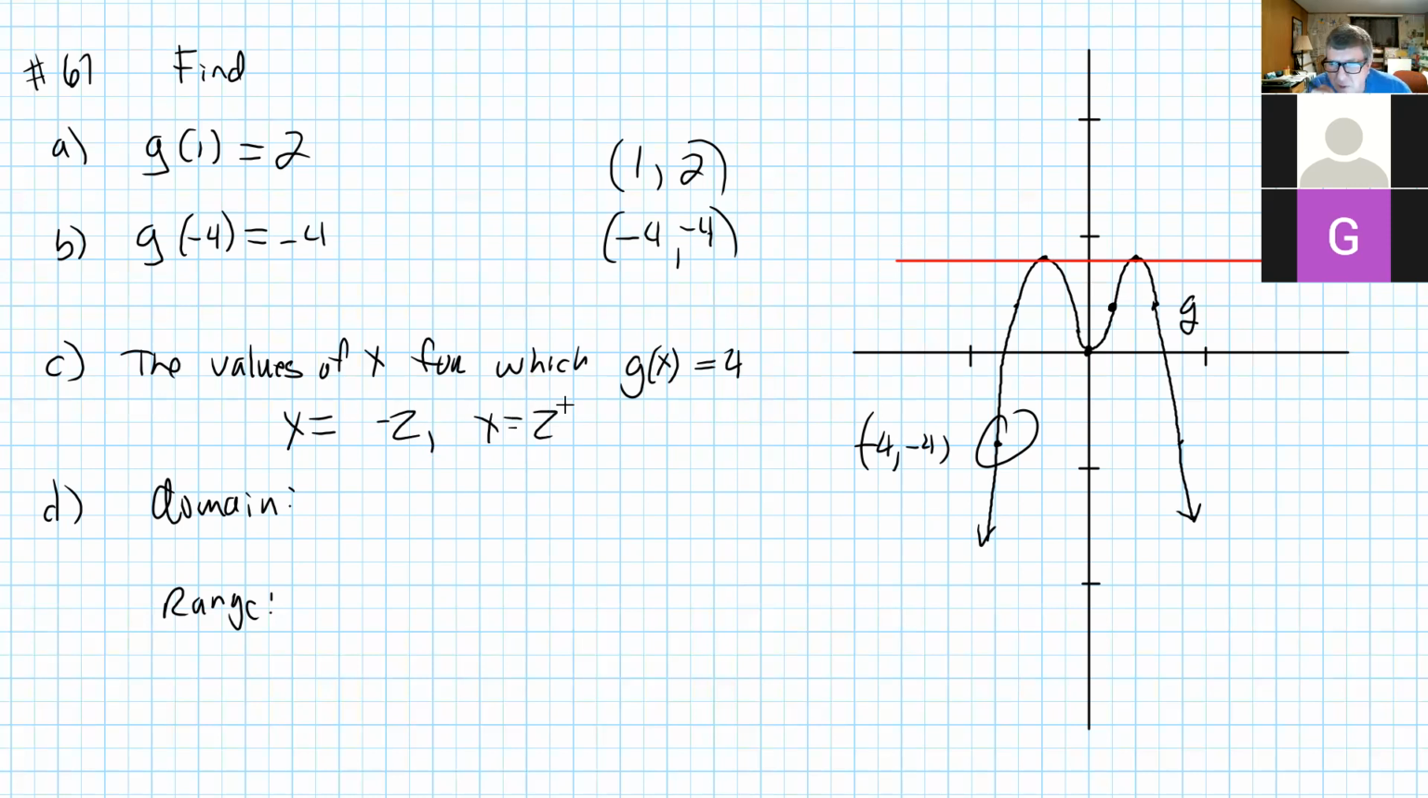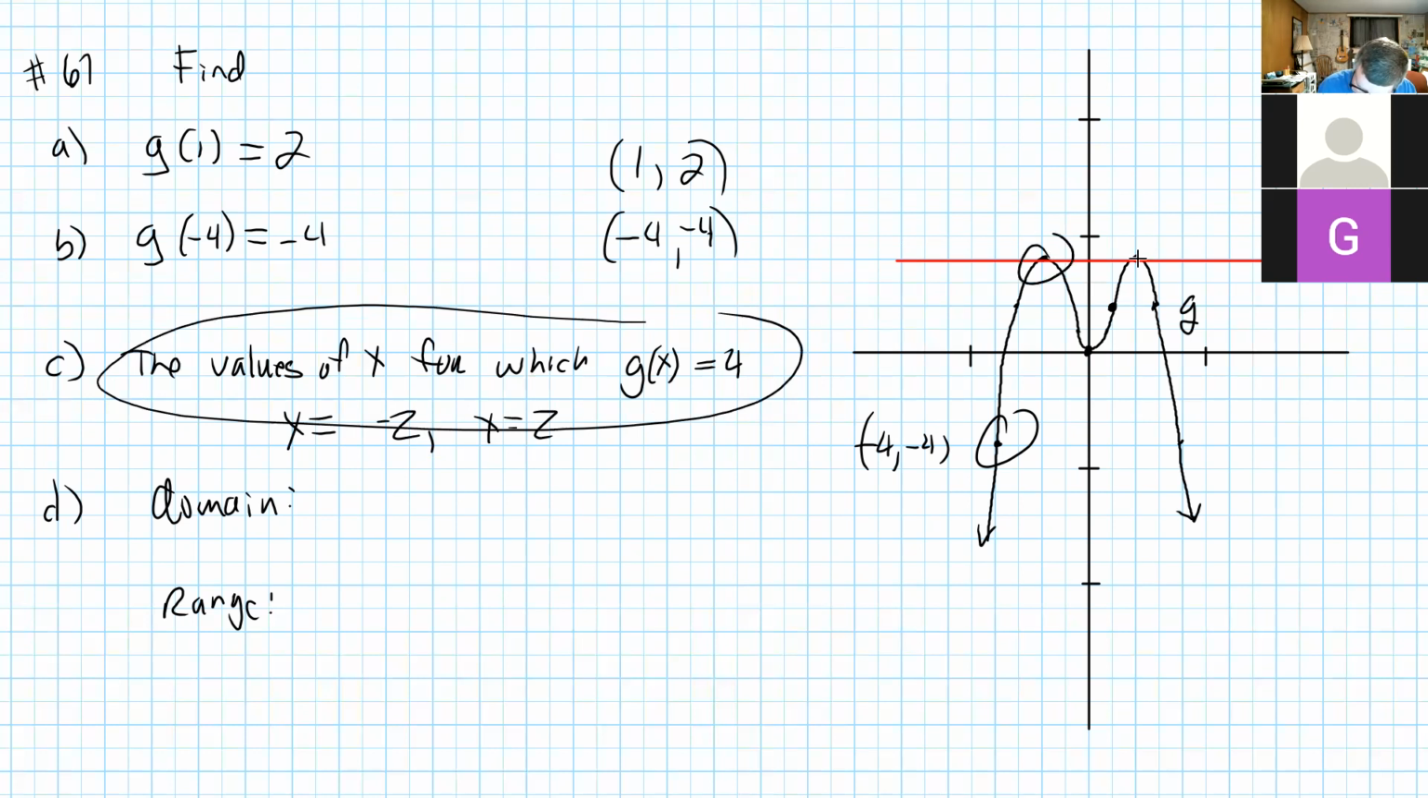Again, all we're doing is looking at the graph. When x is this, what's y? When y is this, what's x? So this question is saying, what are the x values when y is 4? Well, right there and right there, the x values are -2 and 2. This question is saying, what's the y value when x is 1? So when x is 1, y is 2. Okay.